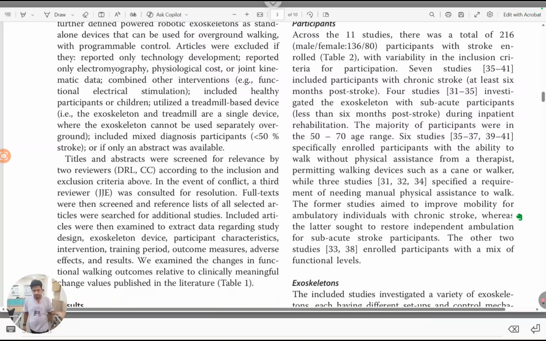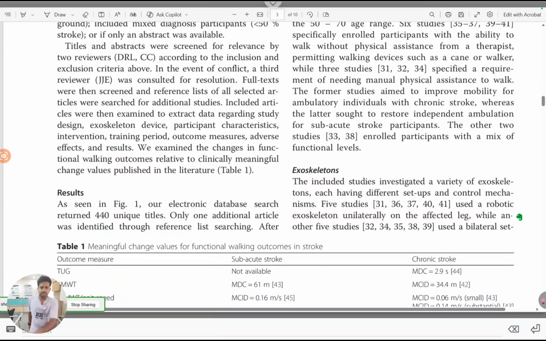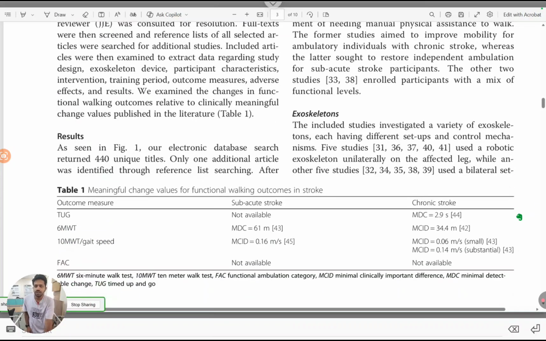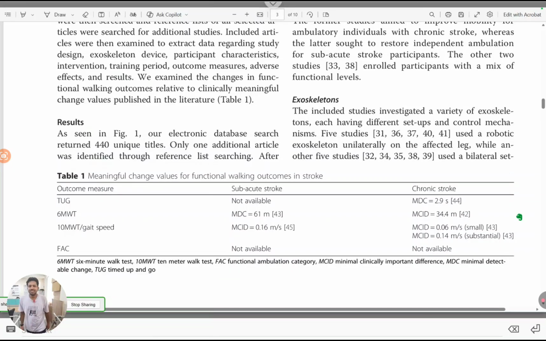We examined changes in functional walking outcomes relative to clinically meaningful change values published in the literature. Table 1 shows the meaningful change values for functional walking outcomes in stroke: the TUG, 6MWT, 10MWT, and gait speed, for subacute stroke and chronic stroke.